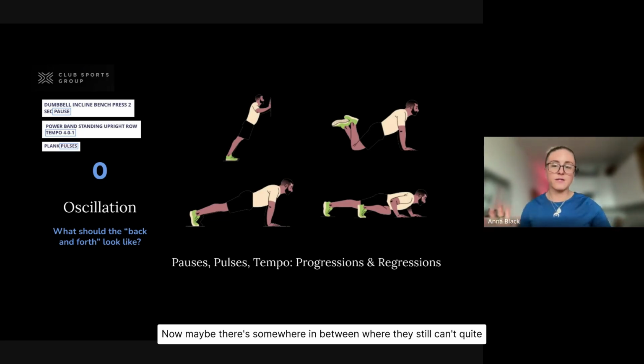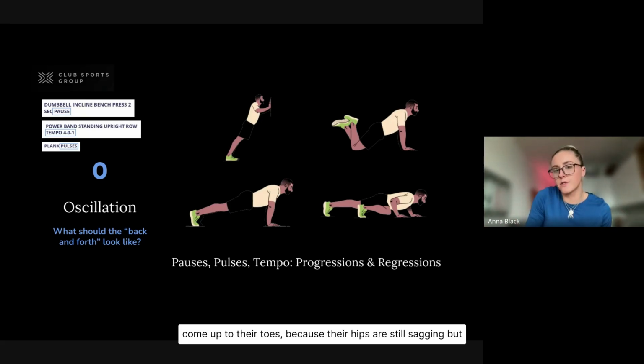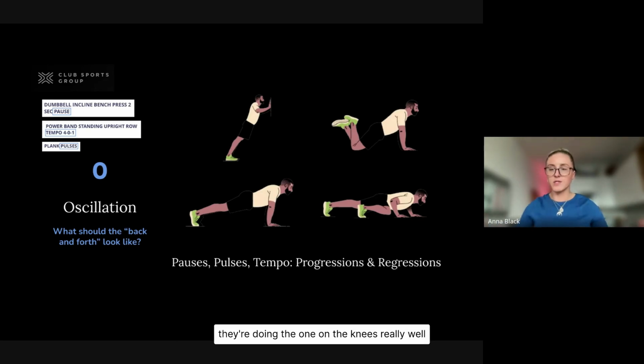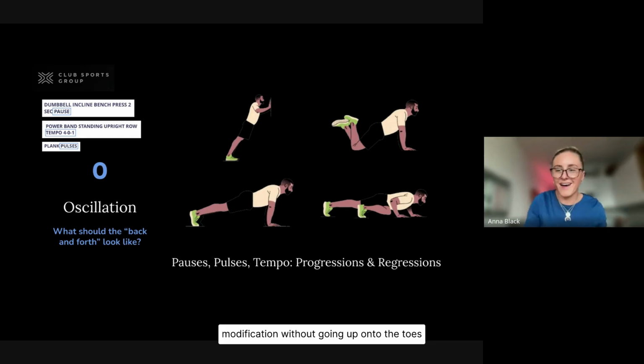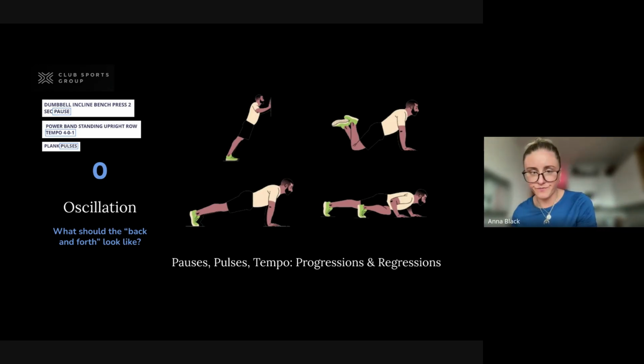Now, maybe they're somewhere in between, where they still can't quite come up to their toes because their hips are still sagging, but they're doing the one on the knees really well. Maybe we can go down slowly, practice the descent with those tucked hips. Make sure you're engaging that core. So we can level up that modification without going up onto the toes.